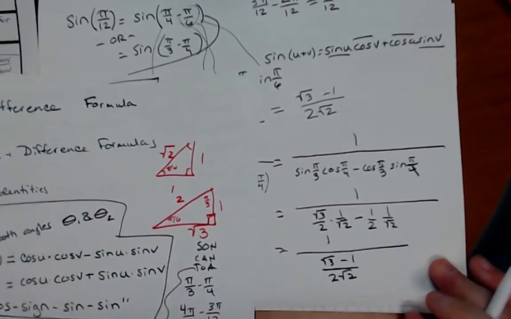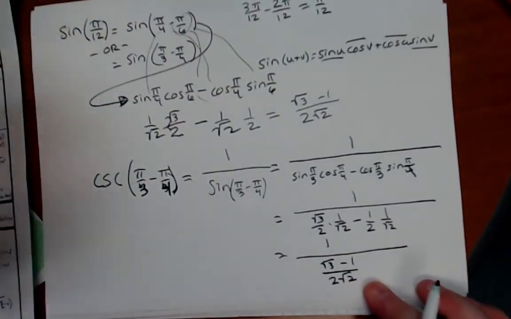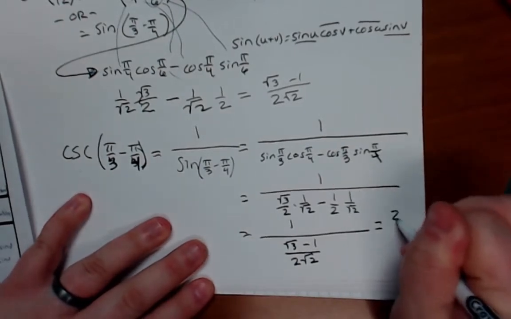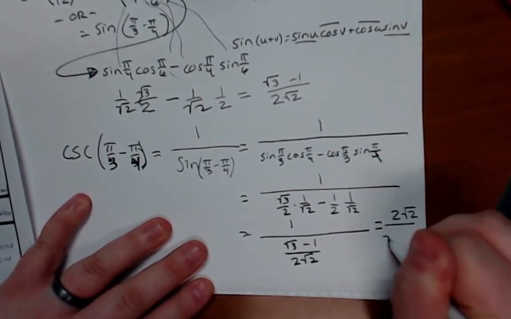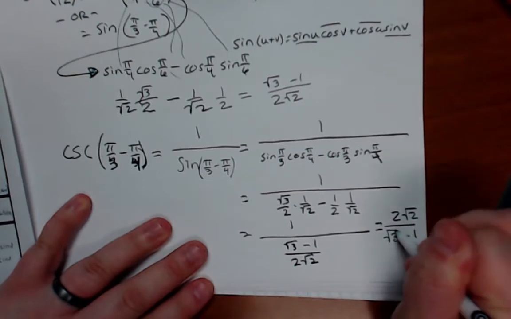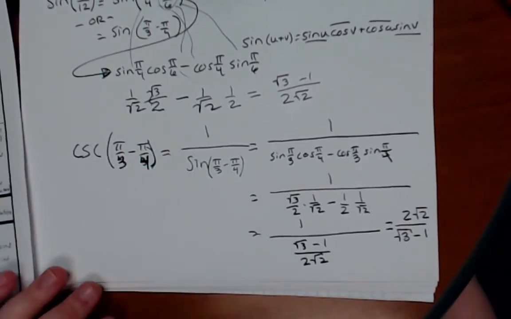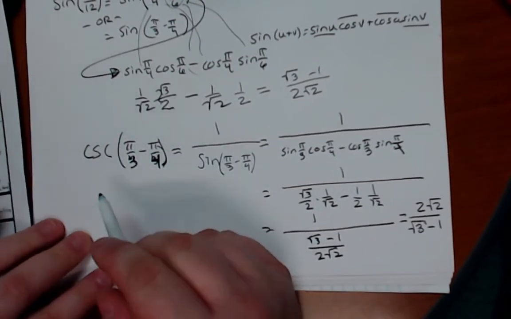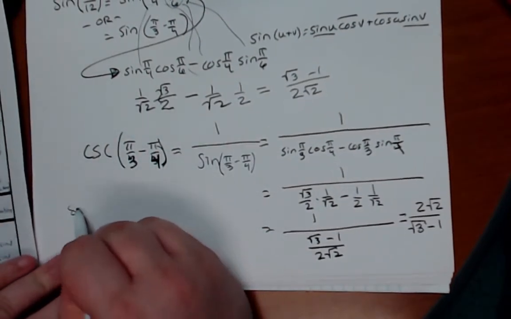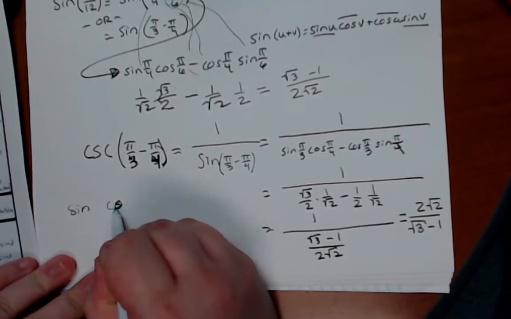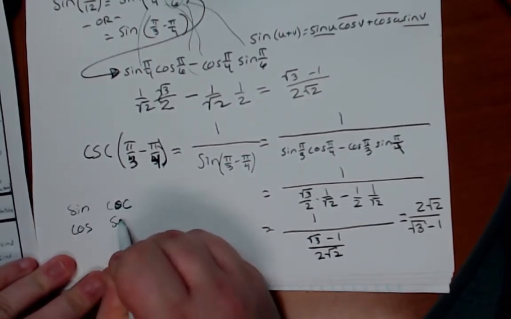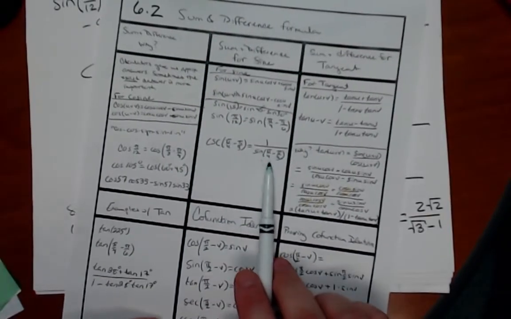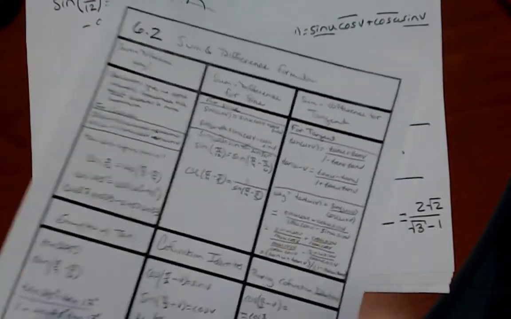And then what we have here is 1 over this. So to get that to the numerator, we take the reciprocal. And instead, we have 2 root 2 over root 3 minus 1. So we actually know for angle addition and subtraction, we know sine and cosecant, and cosine and secant, because of our reciprocal identities that we had in our last lecture.